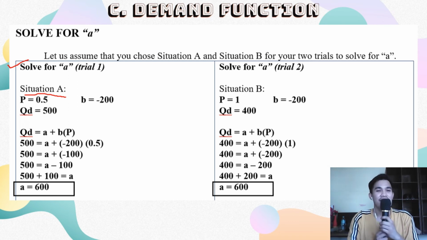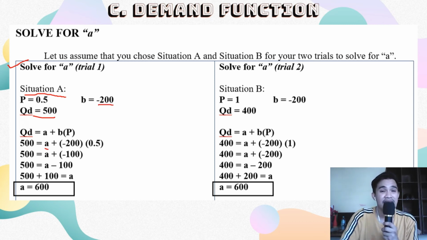Okay, check. So the value of our QD, that is 500, is equal to A, which is what we will look for, plus B. What is the value of our B? That is negative 200 times P. What is the value of our P? That is 0.5. So let's multiply negative 200 times 0.5. That is equal to negative 100. Positive times negative, we come up with negative.